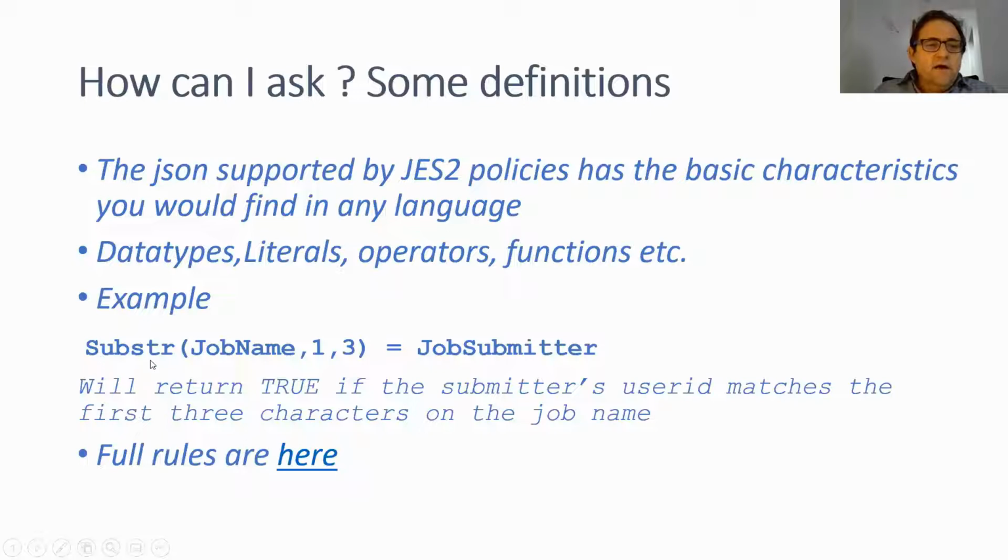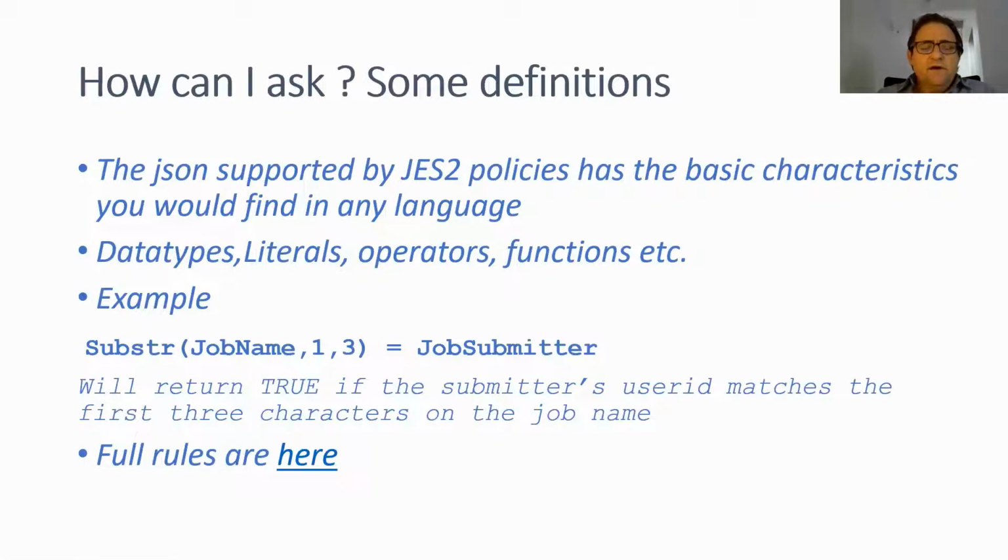This is an example of the function called substring, and substring receives 3 parameters. The first parameter is a string. The second parameter is where I want to start chopping off the string from, and the third parameter is the length. So in this case, I'm taking the job name and looking at the first 3 characters, and I'm comparing that to the user ID that submitted the job. That's another attribute that comes in to the policy, and then the result is either true or false.